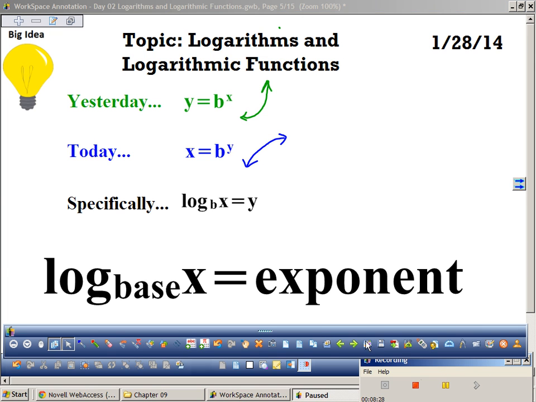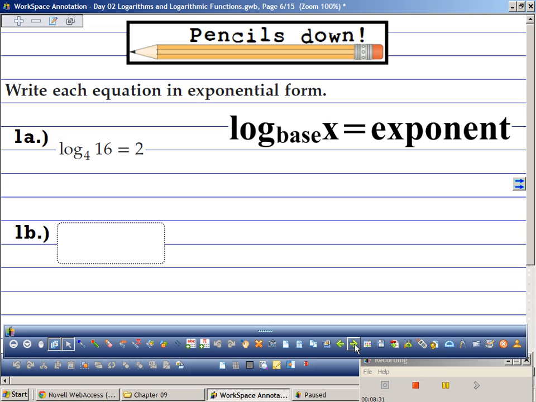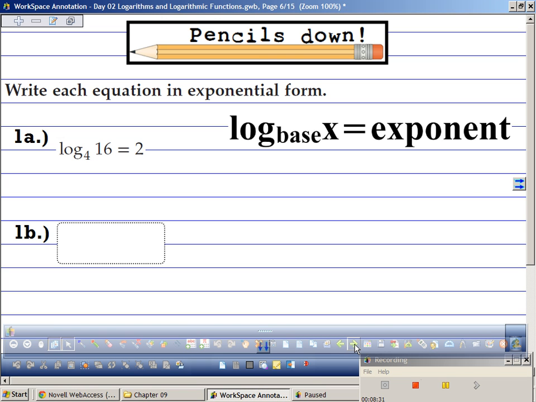Okay, so I think what we should do is jump in. All right, so pencils down. Pay attention to what I'm going to do. All right? Because it's going to look foreign for a second here.